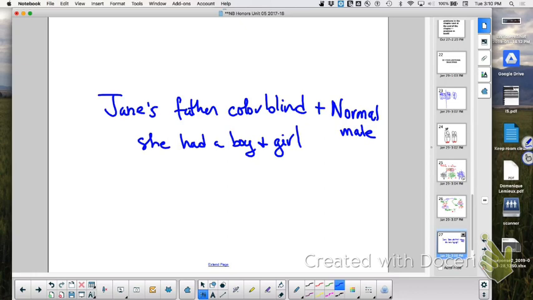Okay, so I'm going to start to work out genotypes. Jane's father is colorblind, so I know she has to have at least what? One bad X, right? One bad X. I didn't tell you Jane had normal vision, but she does. I should have included that. Jane has normal vision.